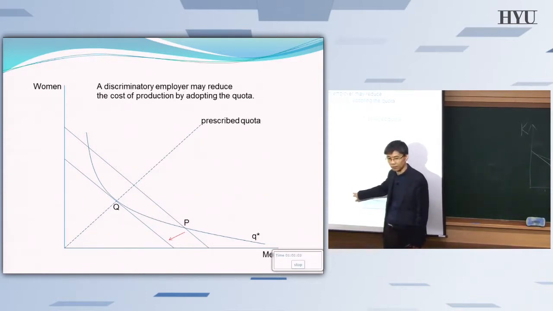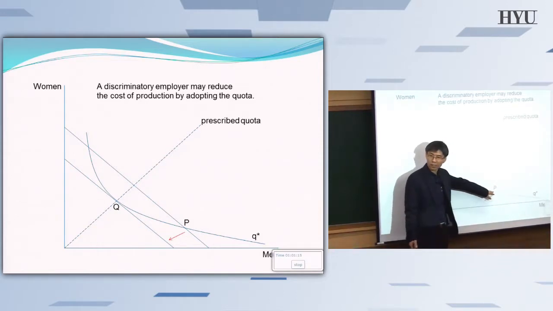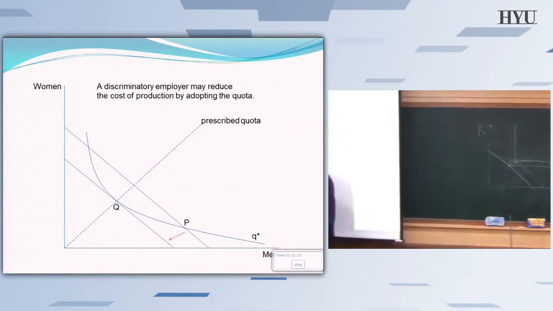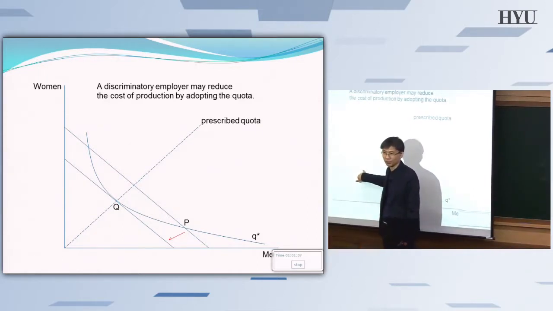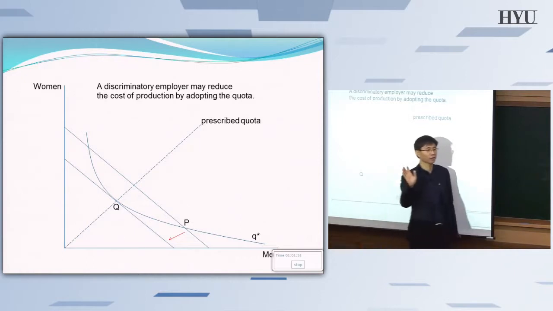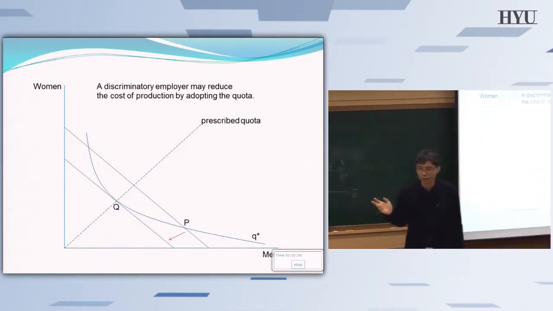So P is obviously not the efficient way of producing this, but they are still doing it because they don't want to hire too many women. They can choose any point. Now, because of the quota, they cannot have this P. It is against the law. Let's say if they break it, this guy goes to jail, and he hates going to jail more than hiring women. So he will start hiring women and will keep the quota. Then it is possible that this firm actually has better profit with this quota, because the quota forces this company to move to a more efficient point, from P to Q. So in this case, not only does this policy correct the discriminatory practice in the labor market, but it also makes the labor market and the economy more efficient.